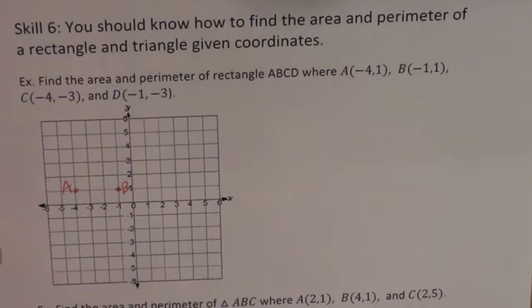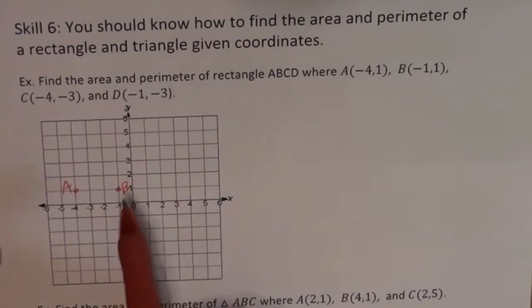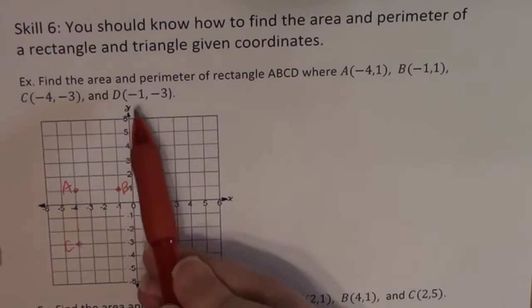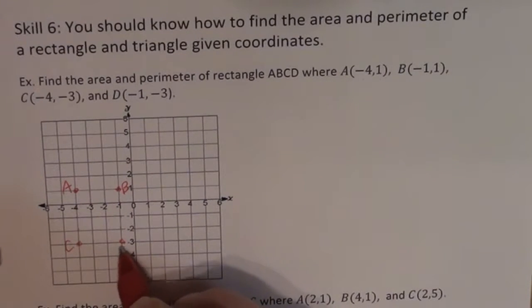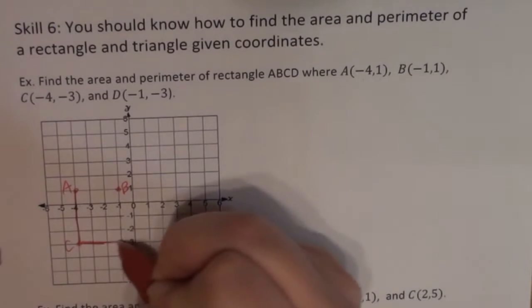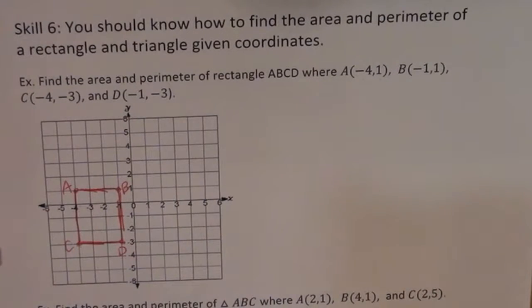Point C is (-4, -3). That means left 4, then down 3. All the way to -4, down to -3 for point C. Point D is (-1, -3), point D. And we get this shape right here. Now that shape is a rectangle, has 4 sides.